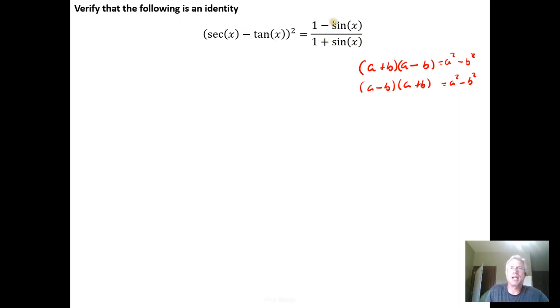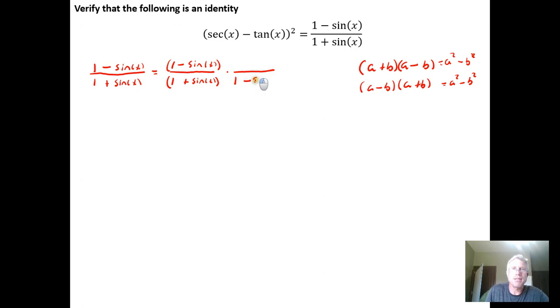So to verify this identity, I'm going to start with the right hand side. I'm going to take 1 minus the sine of x over 1 plus the sine of x. And I'm going to go ahead then and multiply the numerator and denominator by the conjugate of the denominator. So I want to remember these are grouped, numerators grouped, denominators grouped, and then the conjugate of the denominator is 1 minus the sine of x. So we change the operator plus to minus.